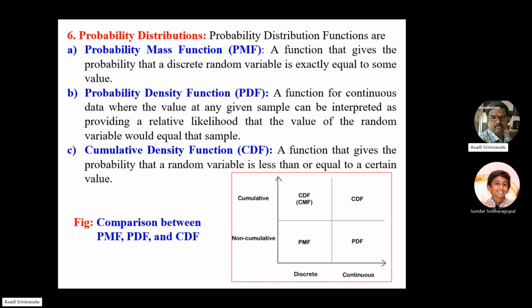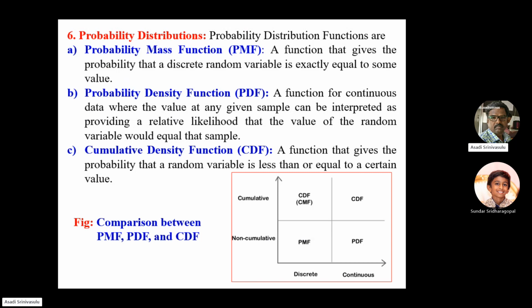Then the probability density function, that is called PDF, is a function for continuous data where the value at any given sample can be interpreted as providing a relative likelihood that the value of the random variable would equal that sample. That is called PDF. Cumulative density function is nothing but CDF, a function that gives the probability that a random variable is less than or equal to a certain value. That is called the cumulative density function.